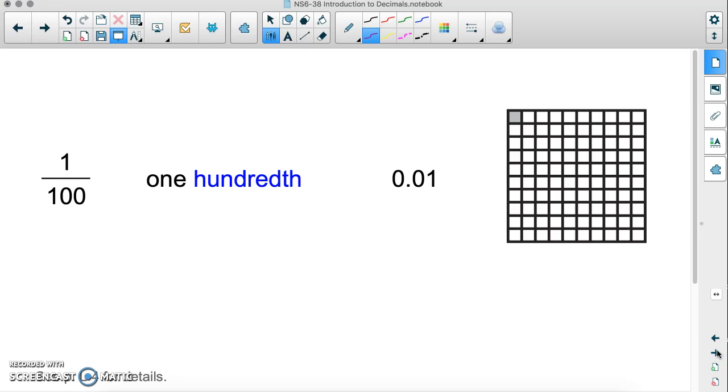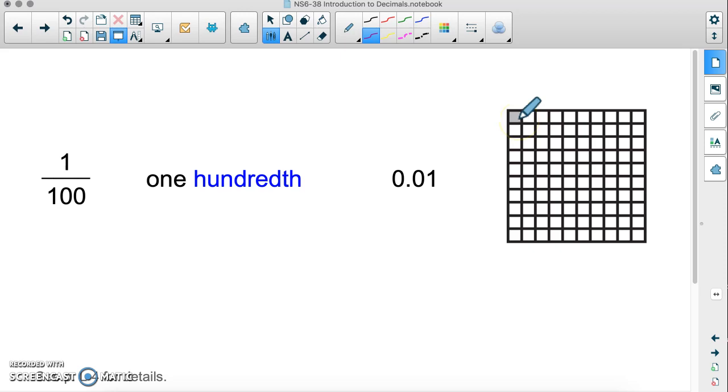So the fraction 1 over 100 can also be represented in various ways. We just talked about tenths. Now we're going to talk about hundredths. For the fraction 1 over 100, we can represent it as a fraction, 1 over 100. We can also say 1/100th, or we can write it in decimal notation as 0.01. And on your hundreds grid, if this is 100 blocks, that would just be 1 block shaded.